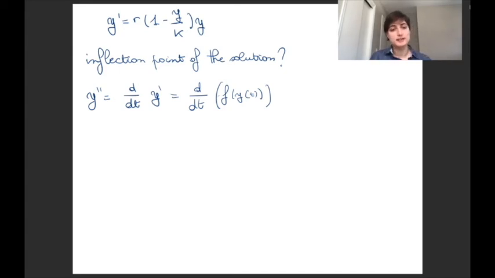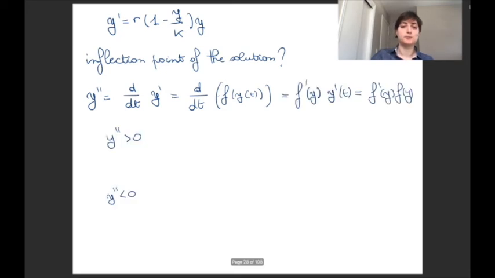So we compute y second as the derivative over time of y prime, that is the derivative over time of f computed at y computed at t. So we get f prime times y prime, f prime computed at y and y prime computed at t. But we know that y prime is f, so y second is f prime computed at y times f computed at y.